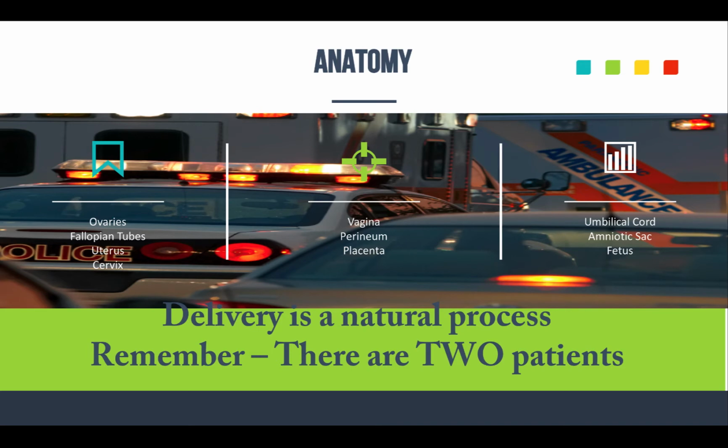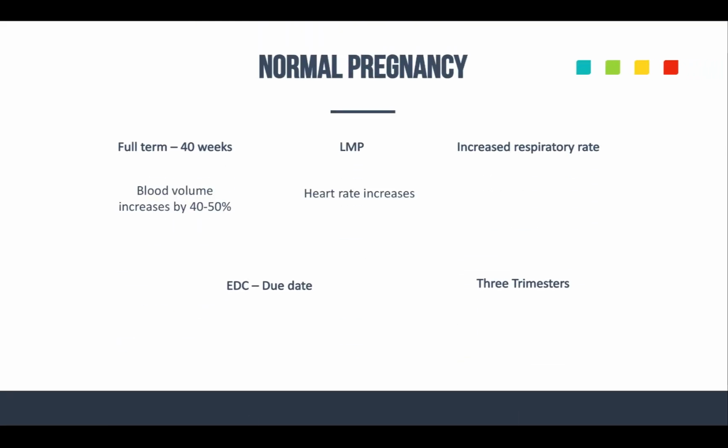So I want to talk a little bit now about the normal pregnancy. Just some highlights, so that when you see some changes going on with the mother, you'll know they're normal for her. A full-term infant is usually 40 weeks or 280 days. You want to find out the last menstrual period. The respiratory rate for pregnant women is usually going to be increased in both depth and rate. Tidal volume, the amount of breathing in and out, is increased as well.